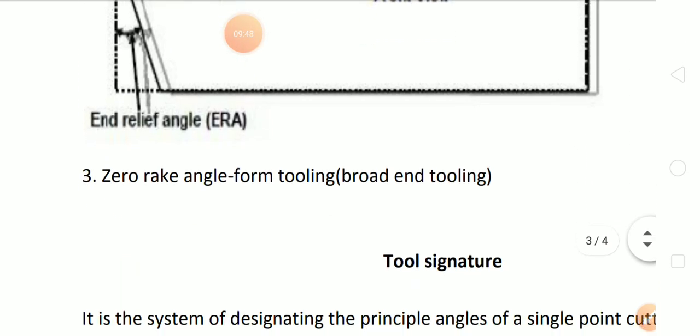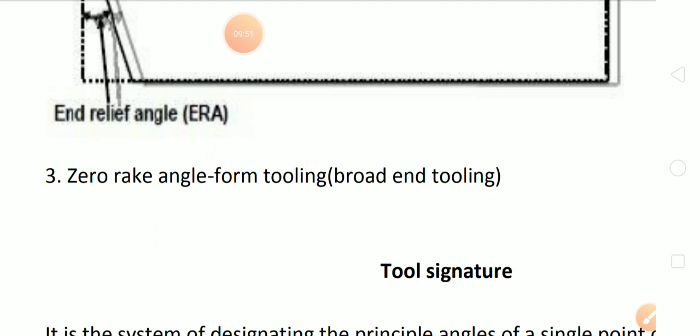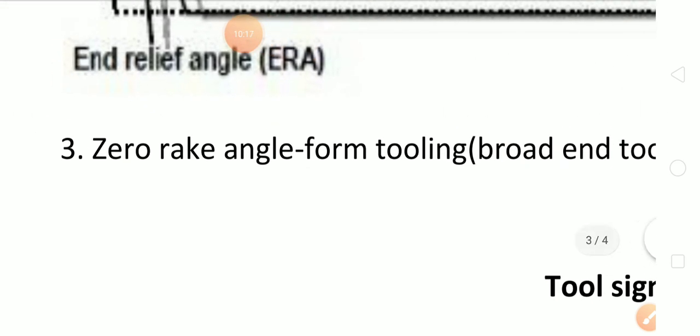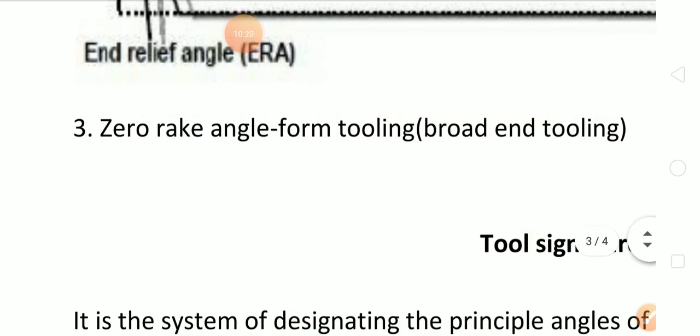So zero rake angle form tooling is used for form tooling. Form tooling is the broad end tooling. Broad end tooling means, consider a potter making pots. He uses his whole hand to shape the mud. Similarly, a tool having a longer cutting edge or thicker cutting edge is called a form tool, and it mainly has zero rake angle. This is just used to cut off the blunt edges or blunt sharpness on the surface of a metal piece.